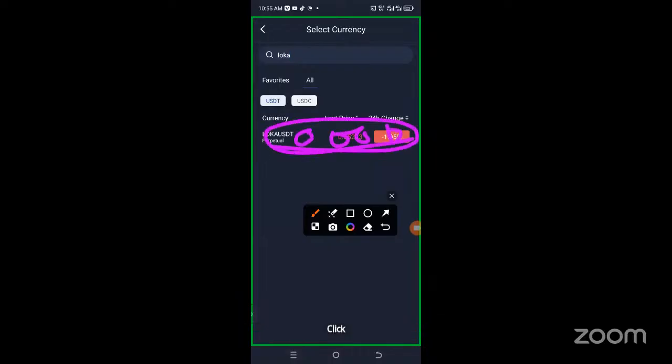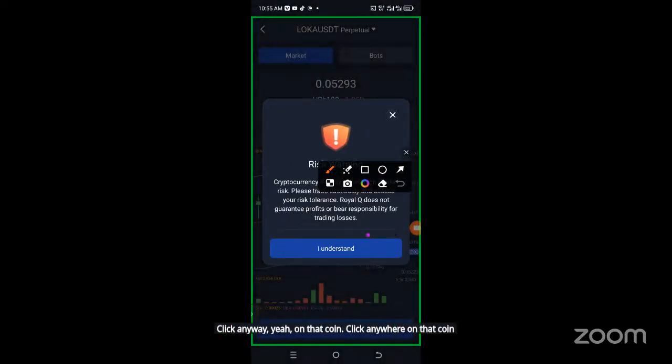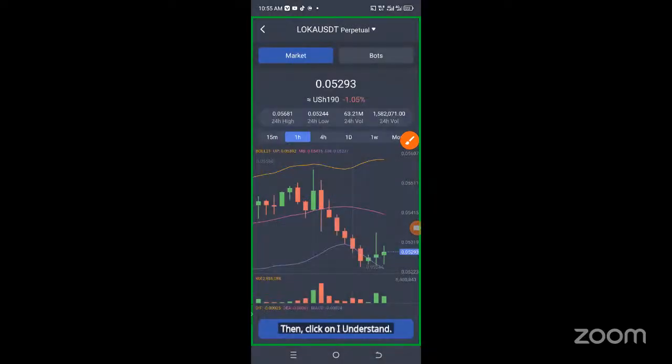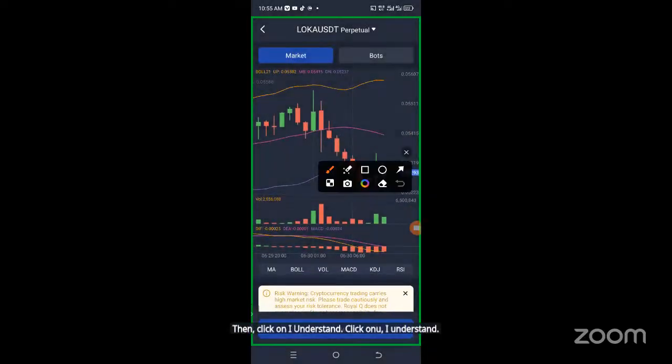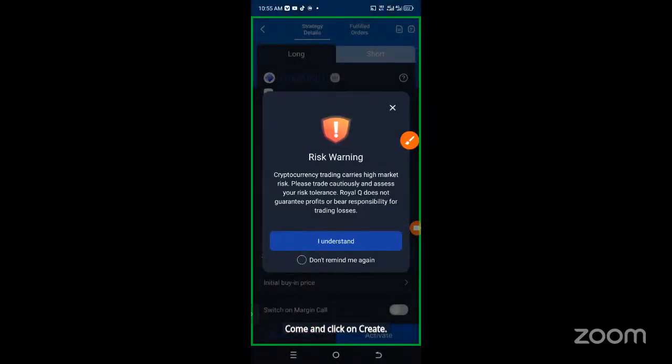Click anywhere on that coin. Then click on I understand. Come and click on create. Then you click on I understand.